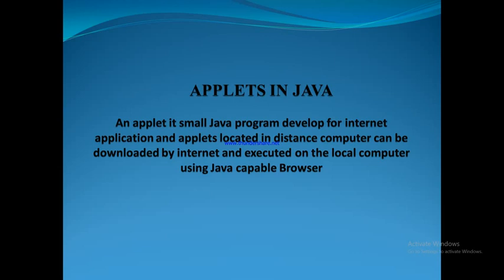First we see the definition of applet. An applet is a small Java program developed for internet applications. Applets are located on a distant computer and can be downloaded through the internet and executed on the local computer using a Java-capable browser. This is the definition of applet.